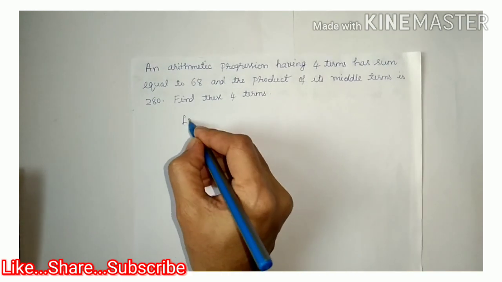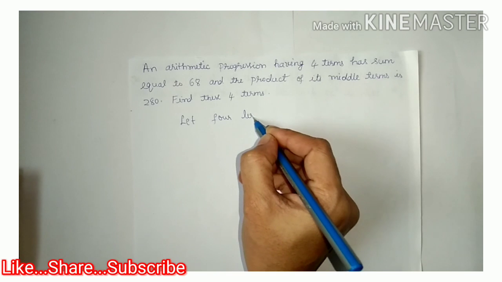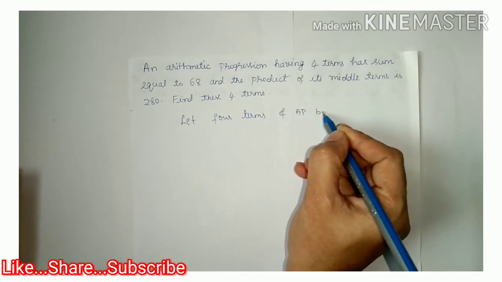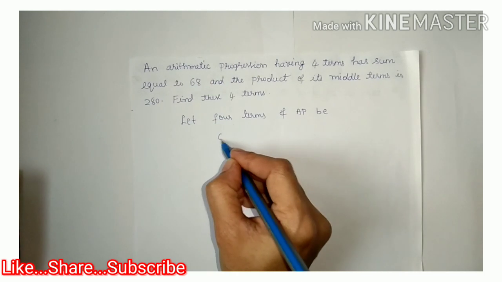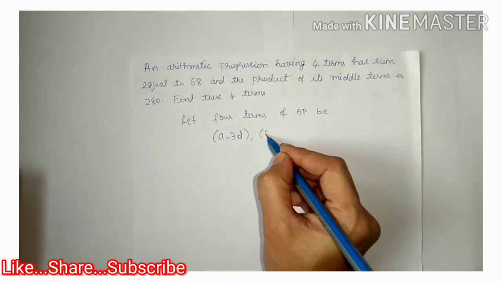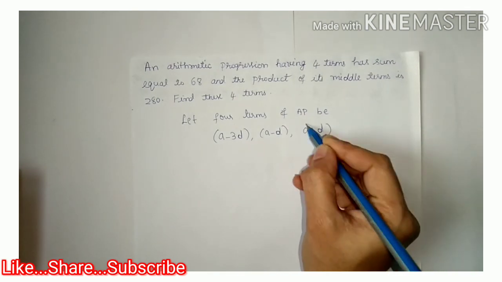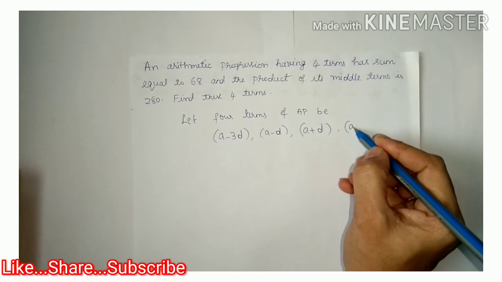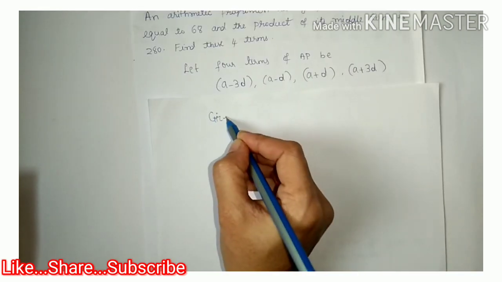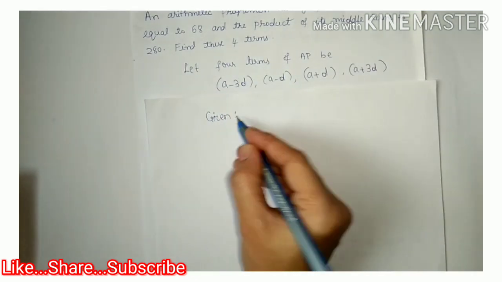Let the 4 terms of the AP be A minus 3D, A minus D, A plus D and A plus 3D. The 4 terms have sum equal to 68.